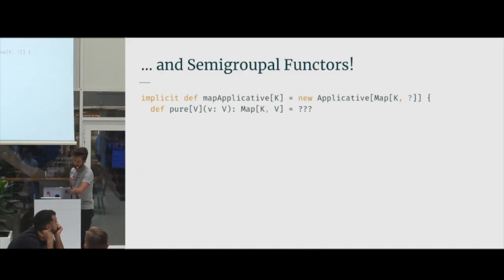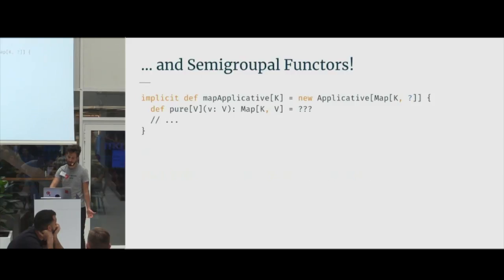So if we look at an applicative for map, we need this pure function, and the pure function says, hey, I give you a value and you give me a map of keys and values, but that actually doesn't work, right? Because whenever we want to insert something into a map, we need to have both a key and a value. We need a key value pair. So if we give it just a value of type V, this whole thing doesn't work, right?